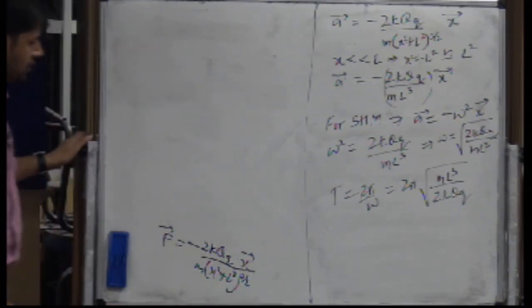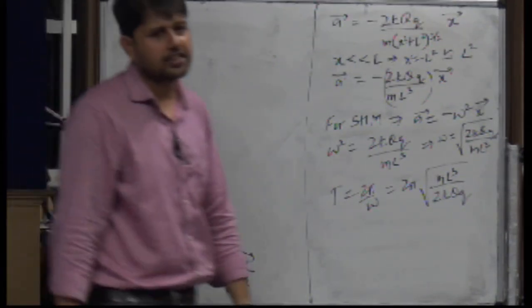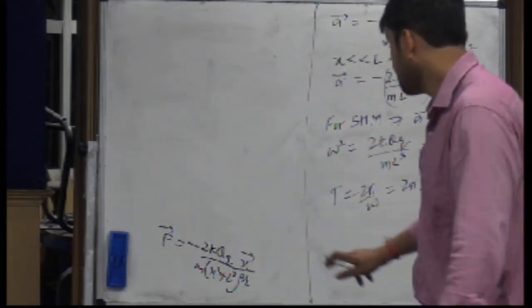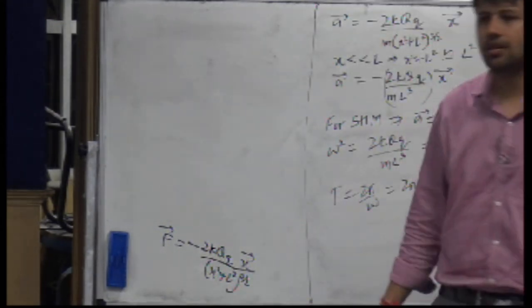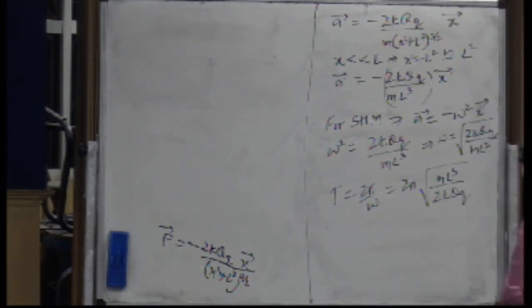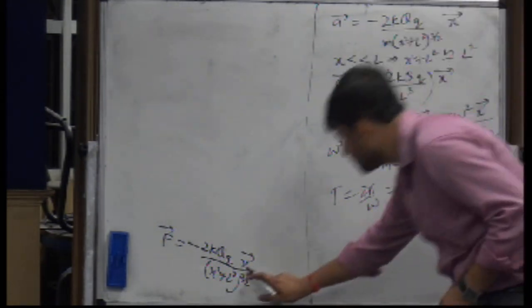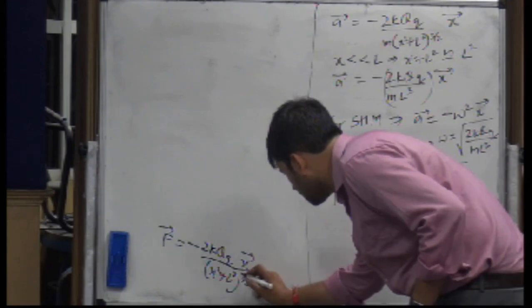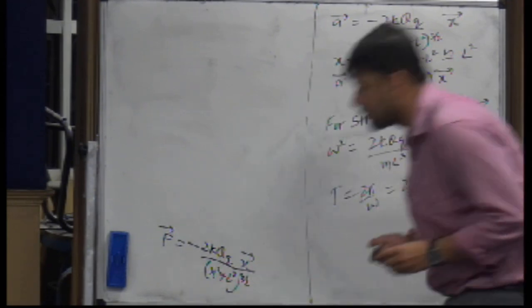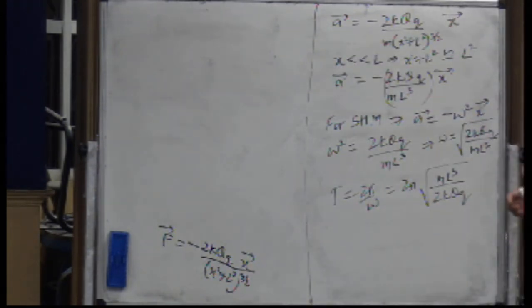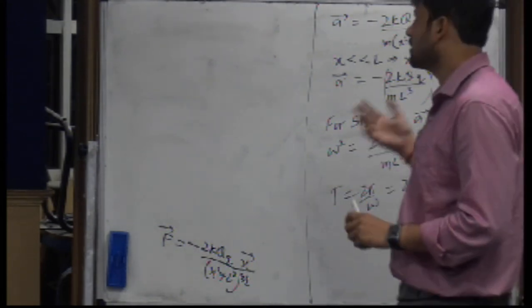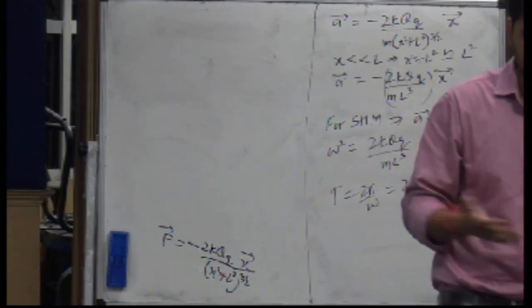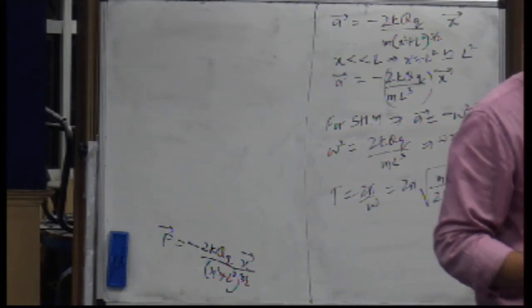Is it okay? The force is like this. I'm using a negative sign just to indicate that this force is opposite to x vector. Actually, it won't be m, sorry. Yes, ma. That is A. So I'm using a negative sign just to indicate that this force is opposite to x vector. Is it okay? Just a second.